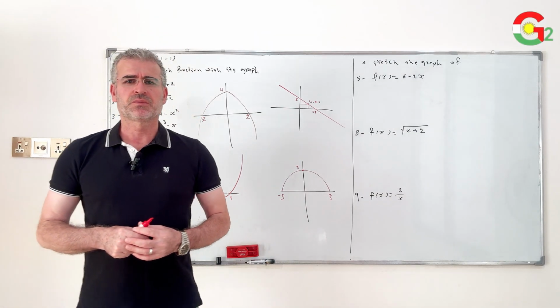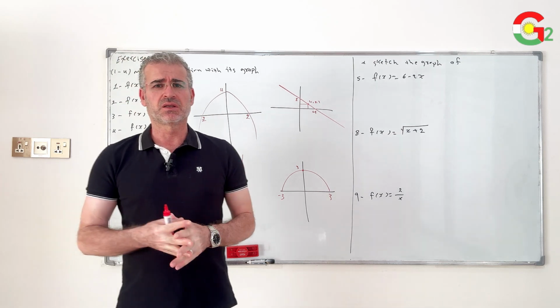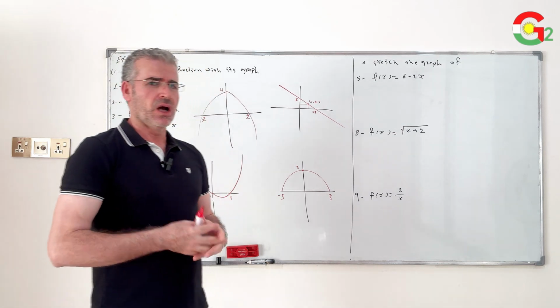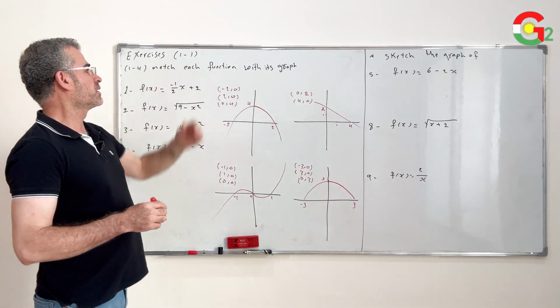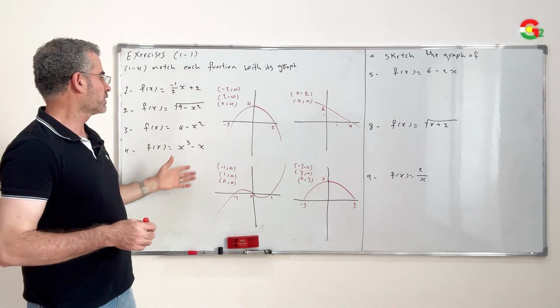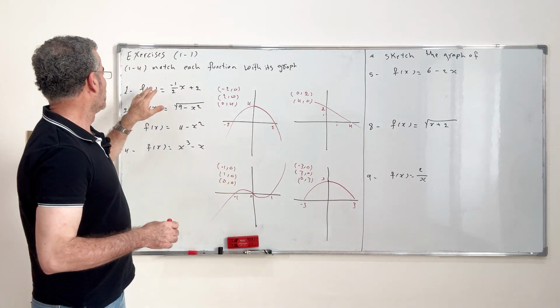Hello everyone. In this tutorial, I will solve the exercises of lesson 1.1. I'll skip those I solved before. Number 1 to 4, match each function with its graph. We have 4 functions and 4 graphs. We want to match each graph to its function.